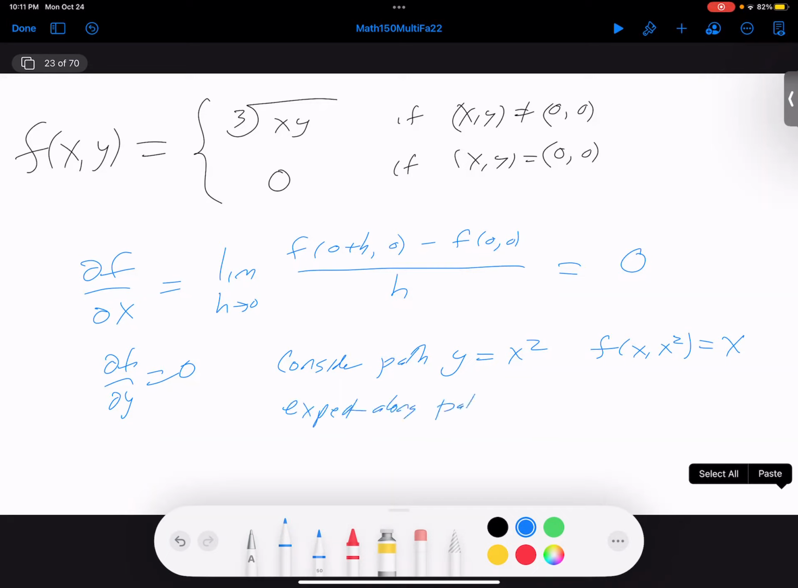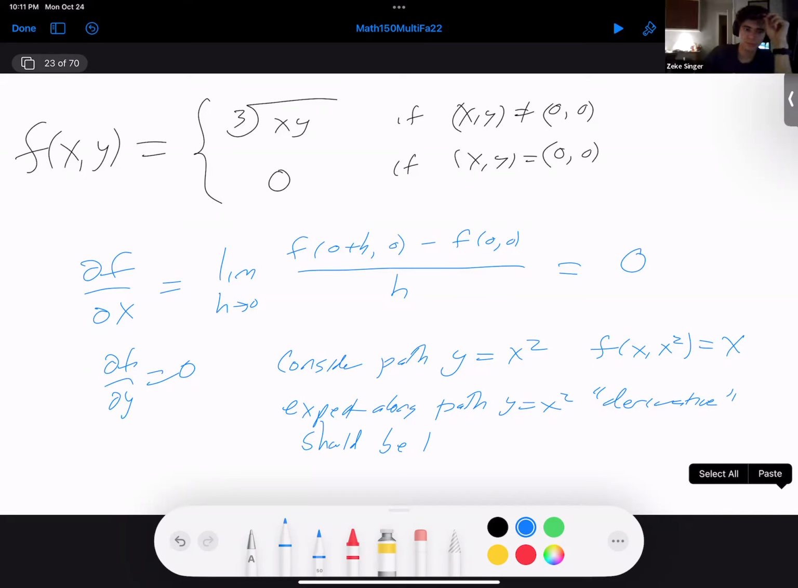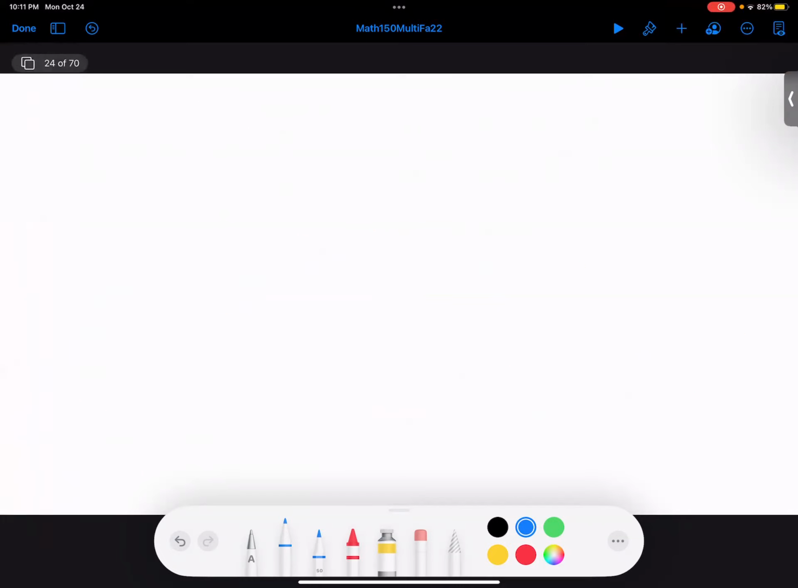along the path y equals x squared, the derivative should be 1. Does that seem reasonable? Zeke, does that seem reasonable? Yeah, sure. But if we look at this function, let's just try to differentiate this function.